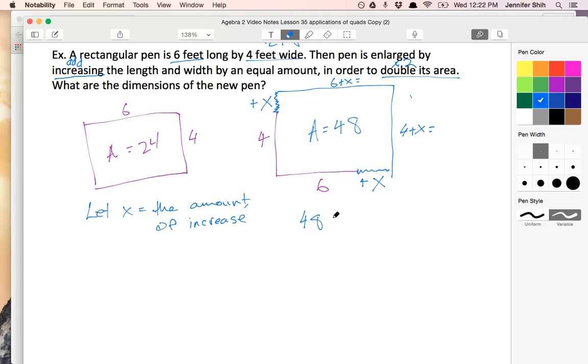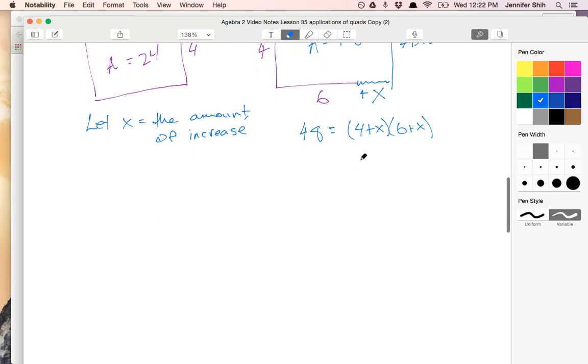So 48 is equal to the length times the width. I think I said this was the length. 4 plus x was the length. And then 6 plus x is the width. Now, how do we solve for x? Well, we need to expand, and then we're going to combine like terms, and then we're going to factor. So now we're using our good skills we've been practicing all year.